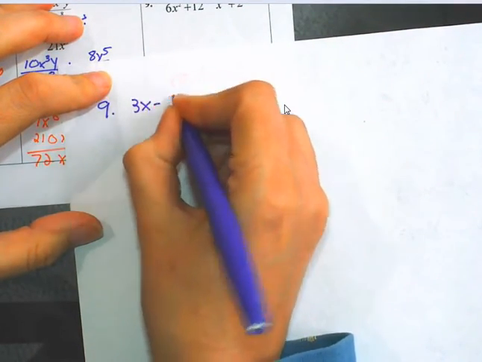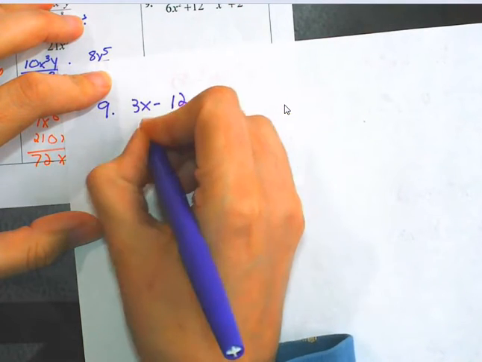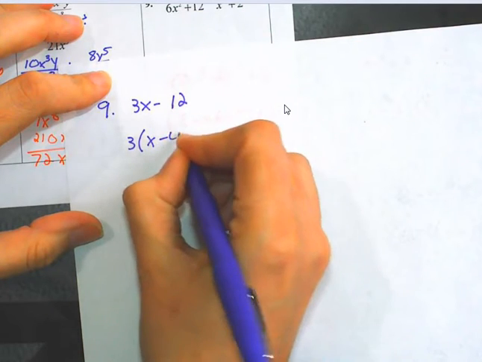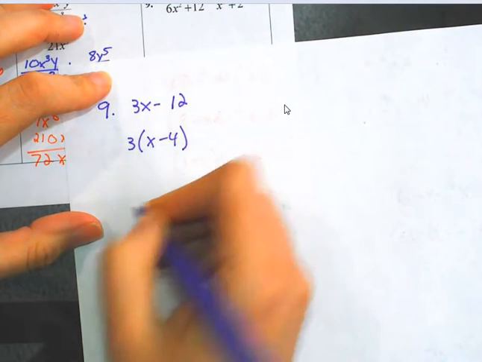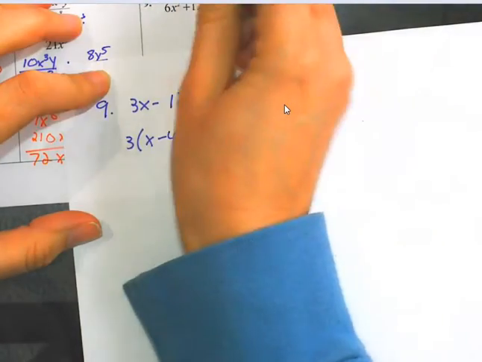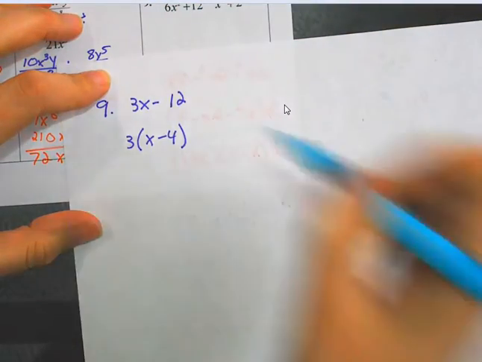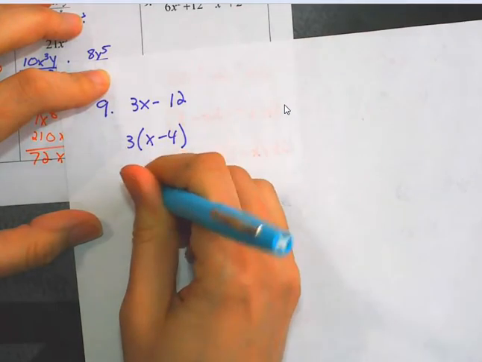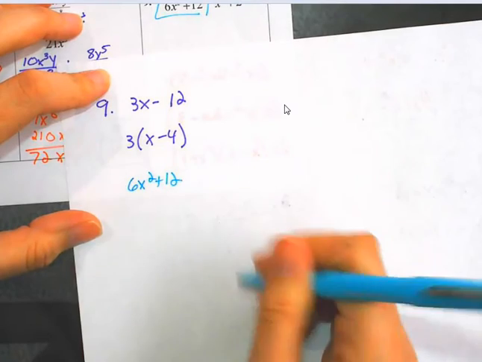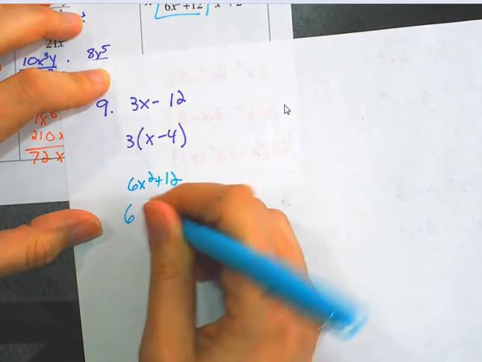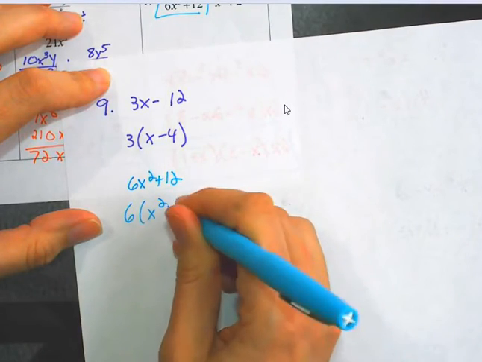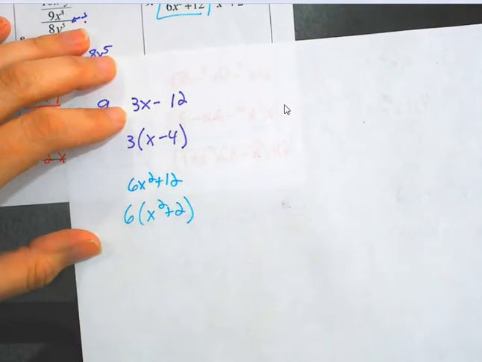3x minus 12 factors to 3 times x minus 4. That's all I can do there. Okay, and so that was this piece. All right, then I have 6x squared plus 12, so I can factor out a 6. It's going to be 6 times x squared plus 2.